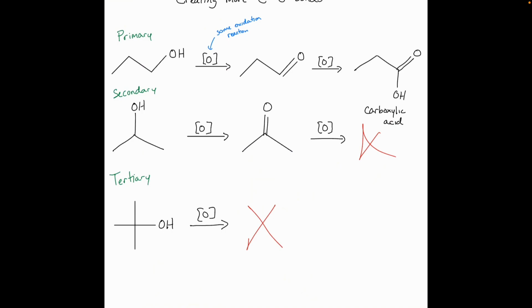Okay, so again, a primary alcohol, we can oxidize that to that carbonyl group, and then we can even go one step further, add an additional carbon-oxygen bond, because it's just sticking out on the end there. If we have a secondary alcohol, we can create that carbonyl group, but then we're stuck. We can't oxidize it any further. And if we have a tertiary alcohol, we can't oxidize it at all. It's going to be stuck at that first step, at that tertiary alcohol.